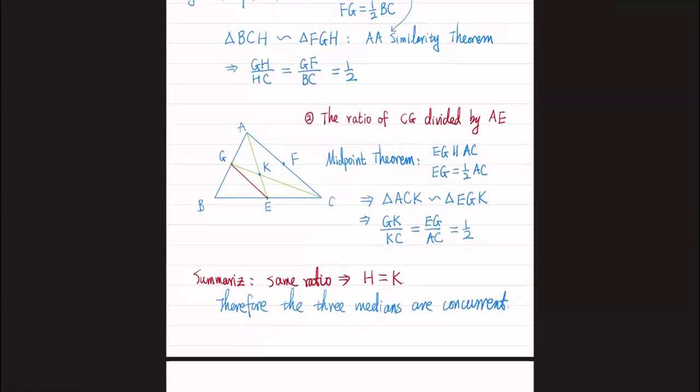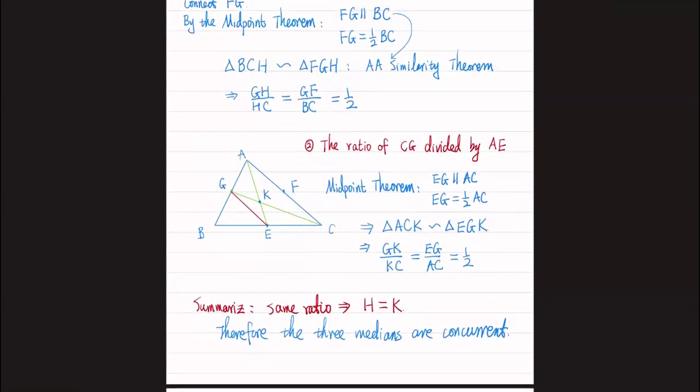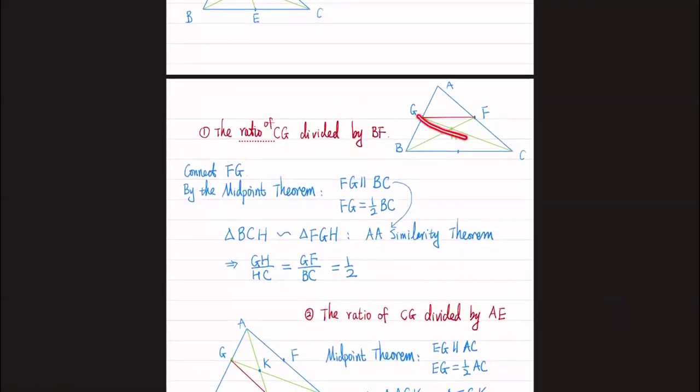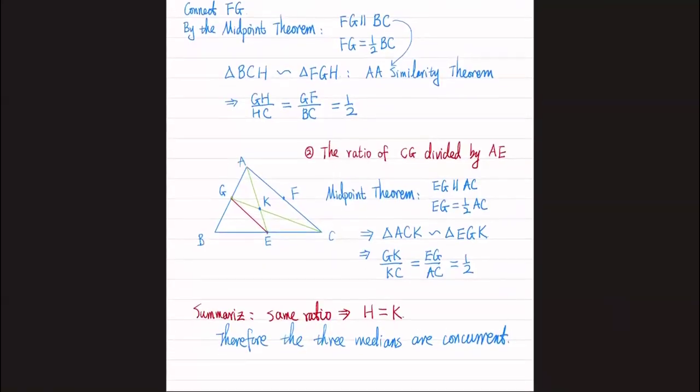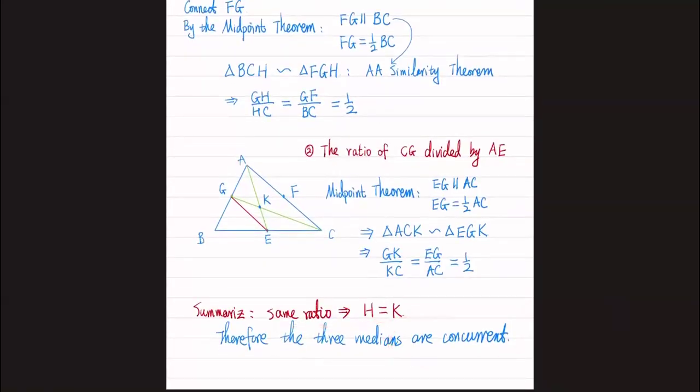So the key point for this is to show that for a common segment, this median divides into the ratio 1/2. For the same segment, this median divides into ratio 1/2. Same ratio implies same point, so K and H are the same, but these are three medians. They intersect at the same point, they are concurrent.